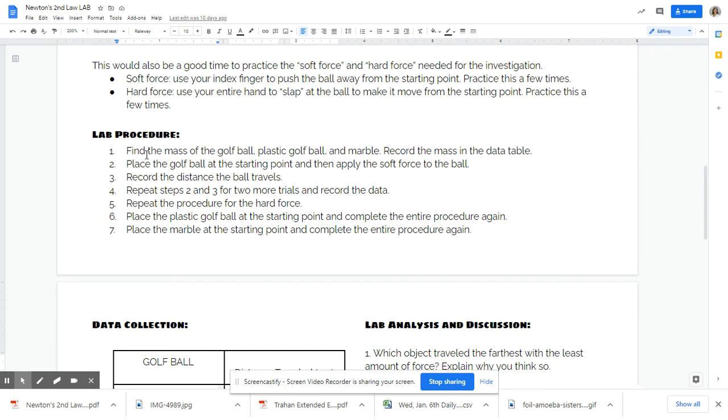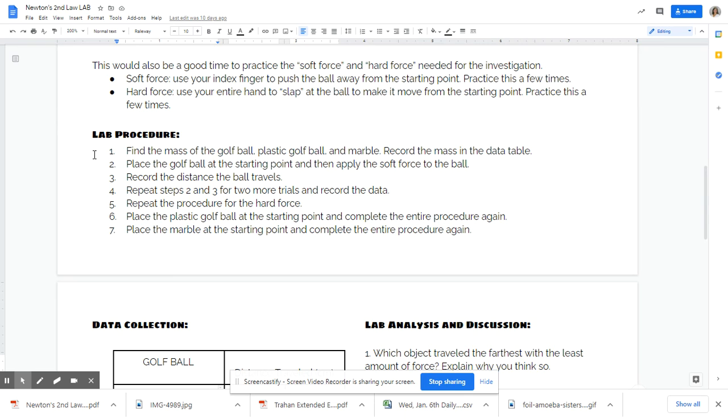Your next step after you find your mass is you're going to place the golf ball at the starting point, apply your soft force, record the distance, and of course you're going to do that for 2 more trials and record. Then you bring the golf ball back and you repeat that entire procedure, but you're using the hard force this time around. And so you'll have 3 trials with the hard force, which is where you use your whole hand and you slap the golf ball from the starting point.